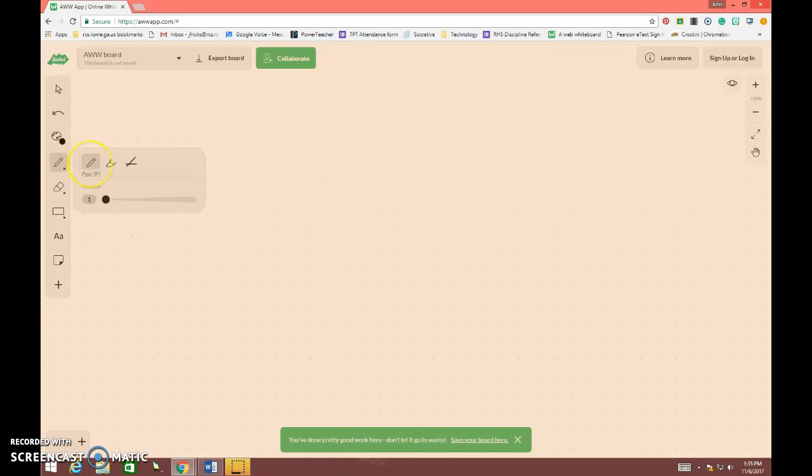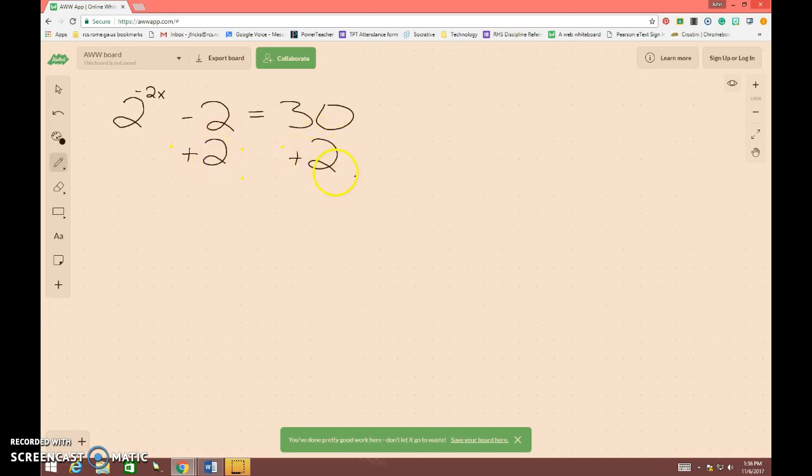Alright, so let's look at the problem. Let's say we have 2 to the negative 2x power minus 2 equals 30, because this one's giving some people some fits today. Anytime we run across a problem like this, we've got to first get rid of our subtraction. To get rid of subtraction, we know the inverse is what? Addition. So we're going to add 2 to both sides.